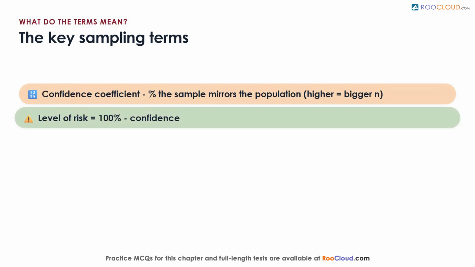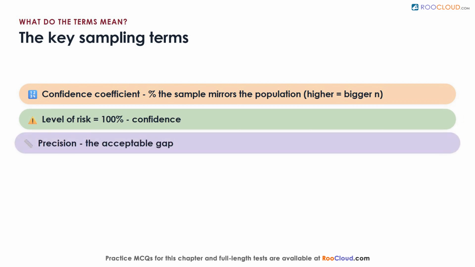What is the level of risk? It's 100% minus the confidence coefficient. So 95% confidence means 5% risk. What is precision? It's the acceptable gap between sample and population. A wider precision means a smaller sample, but more risk. A tighter precision means a bigger sample.